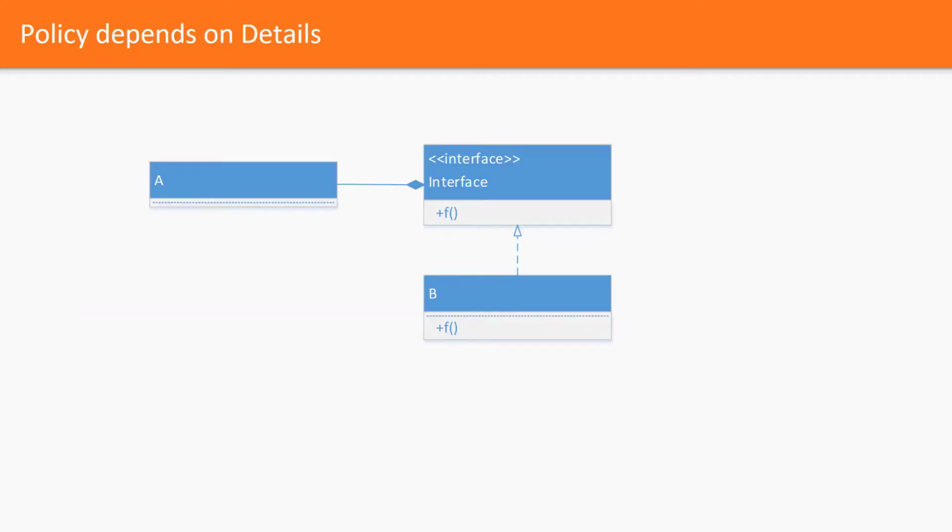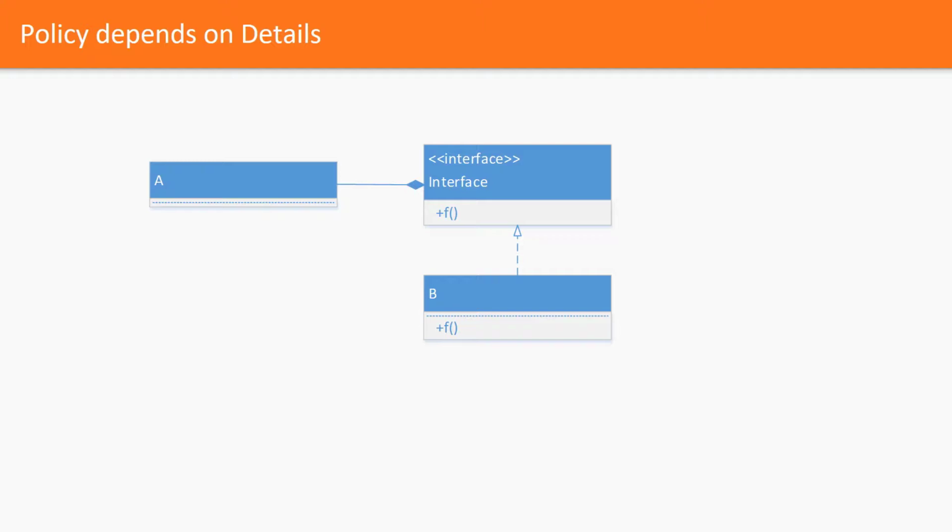Another interesting aspect concerns runtime and compile time dependencies. Look at the diagram. Here we have a module A that calls function f on module B through the interface. When we use polymorphism, creating an interface and inserting it between module A and module B, we end up with module A having a runtime dependency on B, but not a compile dependency on it.